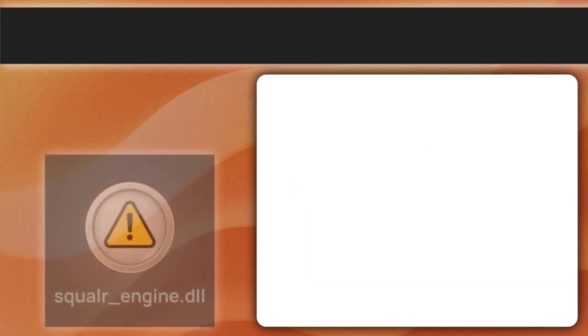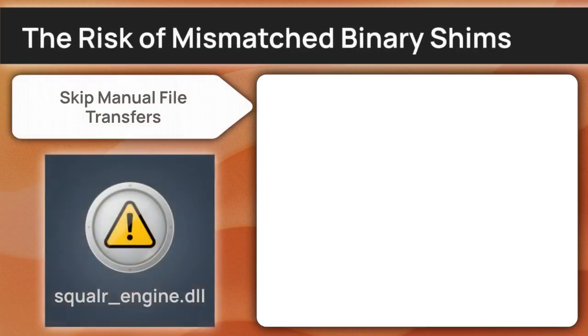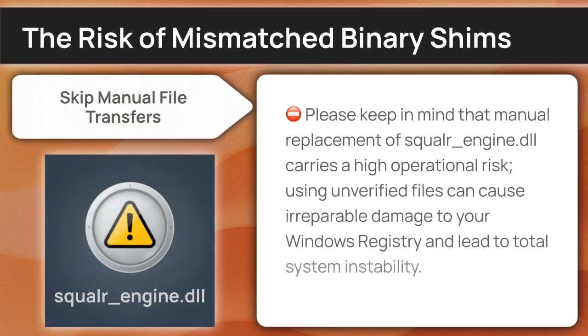I want to share a quick best practice that will help you avoid security complications in the future. Please exercise caution when encountering sites offering free downloads of Squalr Memory Engine DLL, as these files are frequently optimized for the wrong architecture and can introduce persistent threats into your sensitive system directories.